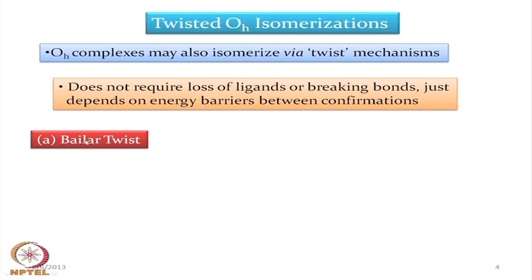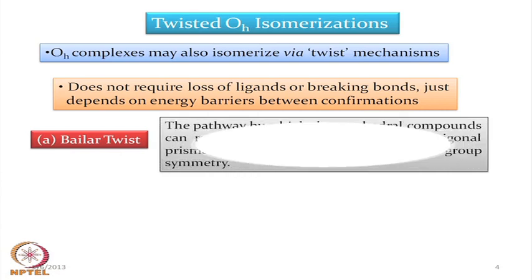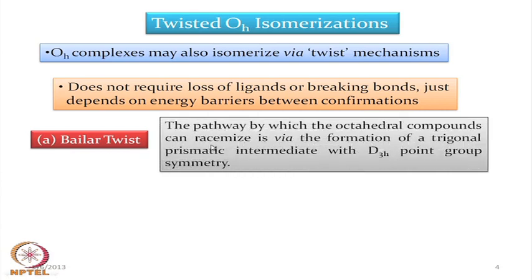It was J.C. Bailar, the scientist who proposed one kind of twist which is known as the Bailar twist. It is a particular type of twisting mechanism for this situation, where the pathway which can be taken by the octahedral compound for racemization, that means 50% goes to one form and the other 50% to the other form, is via the formation of a trigonal prismatic intermediate.